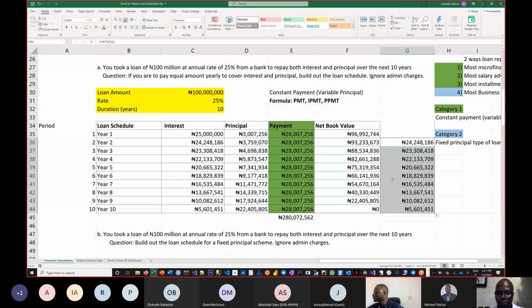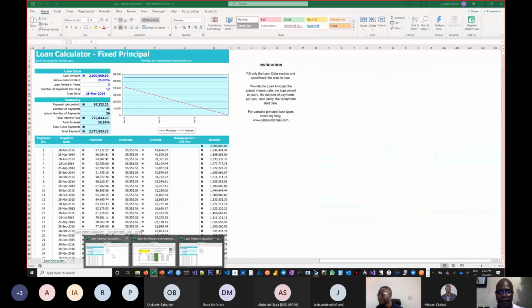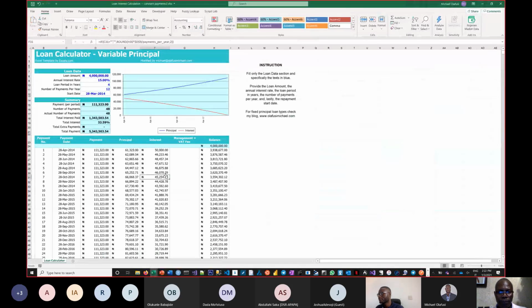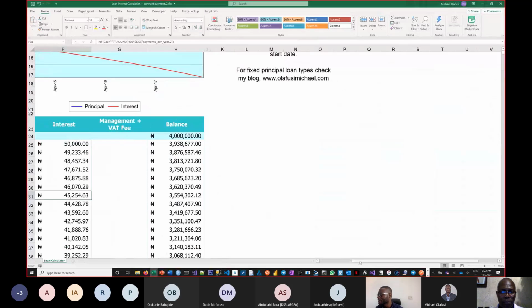Now, what is the high point of this? The high point of this is it makes possible the ability to create a template. So I have given us a template already in the chat box. If you check there, you'll see the template that I've given us, and this is that template. So if I go to constant payments, which is variable principal, as you can see, I now have here a template that makes life easy.